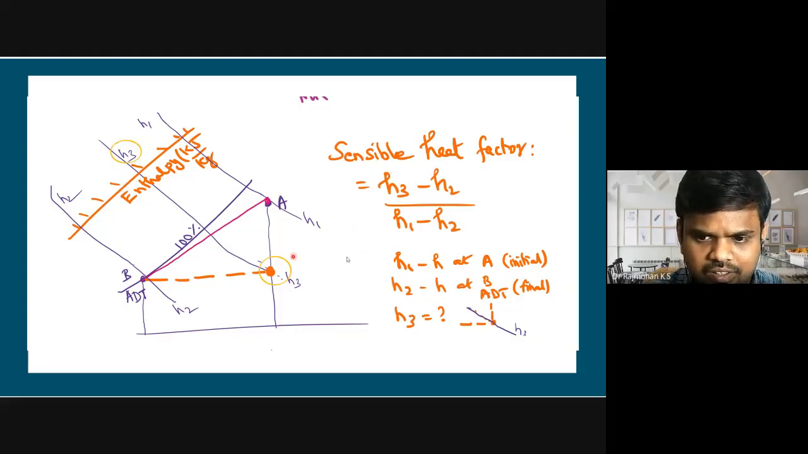Okay, from the graph initially you will be getting H1 and H2 without any problem, but finally we should not forget, if sensible heat factor is given, we have to draw a triangle diagram here, and the point corresponding to this and what is the corresponding H3 value we have to determine from the graph. Okay, as I said, you have to draw this line and get the H3 value from the graph.